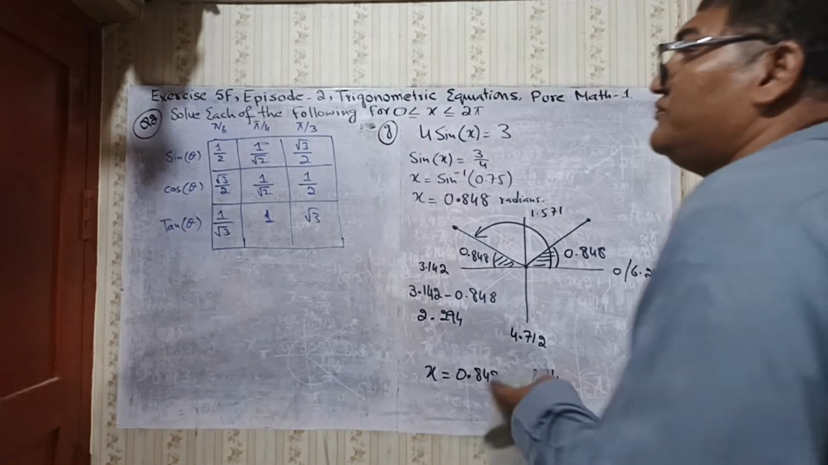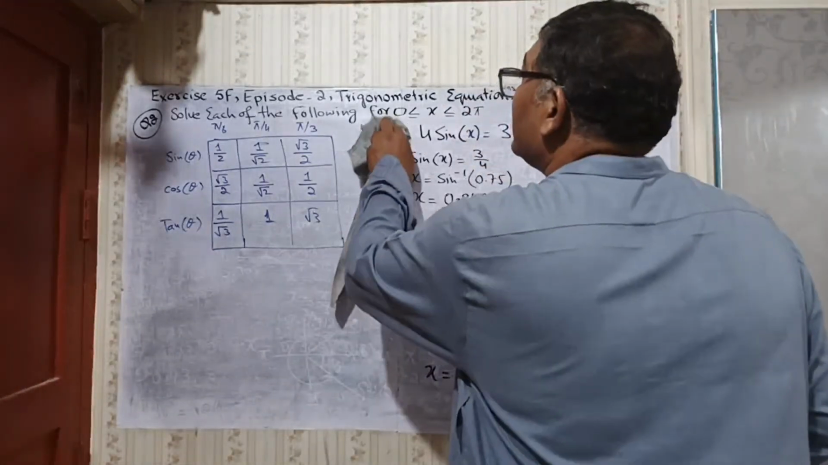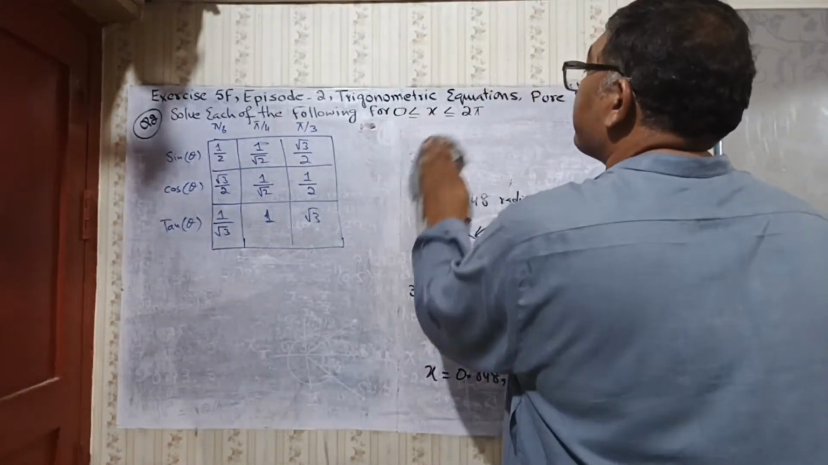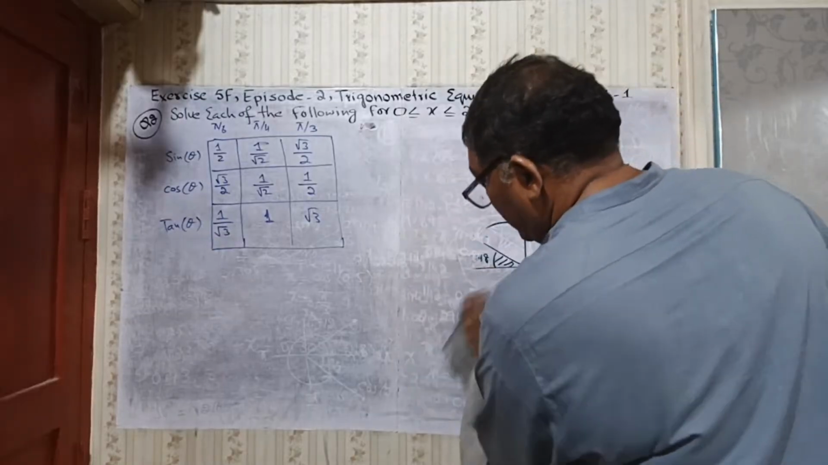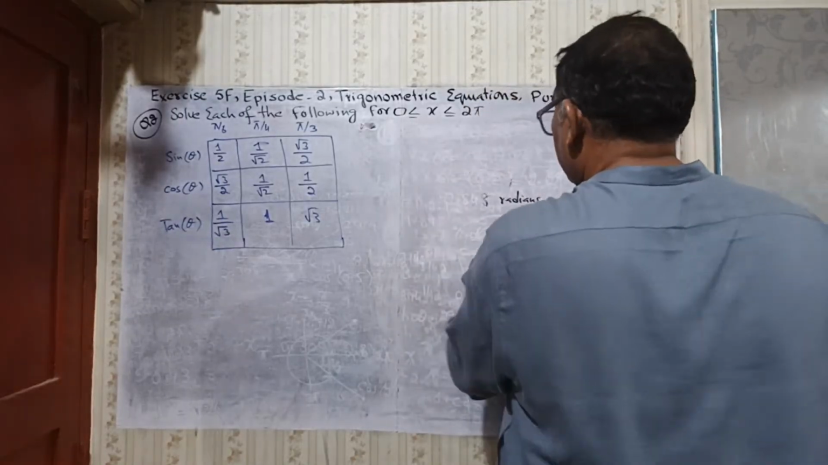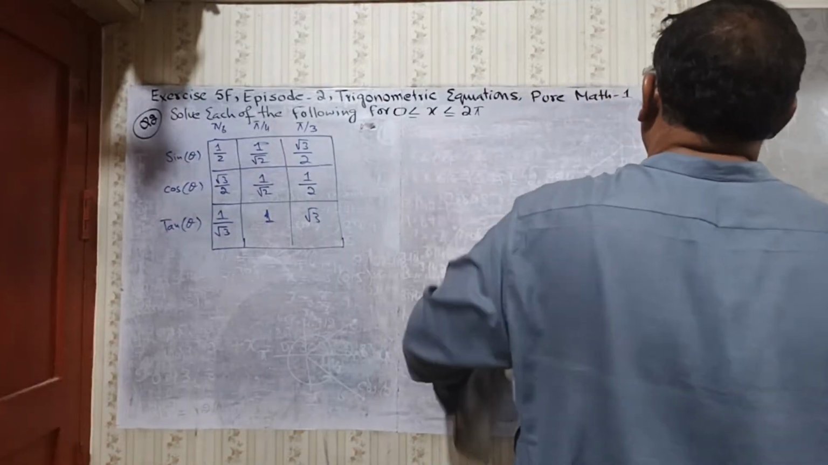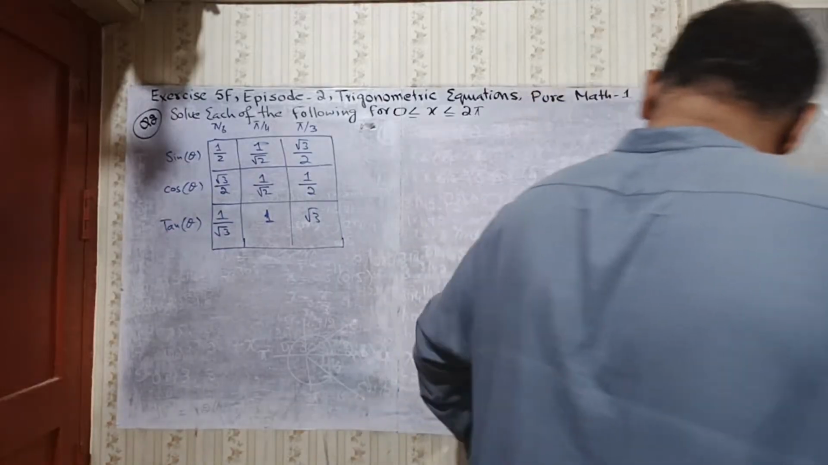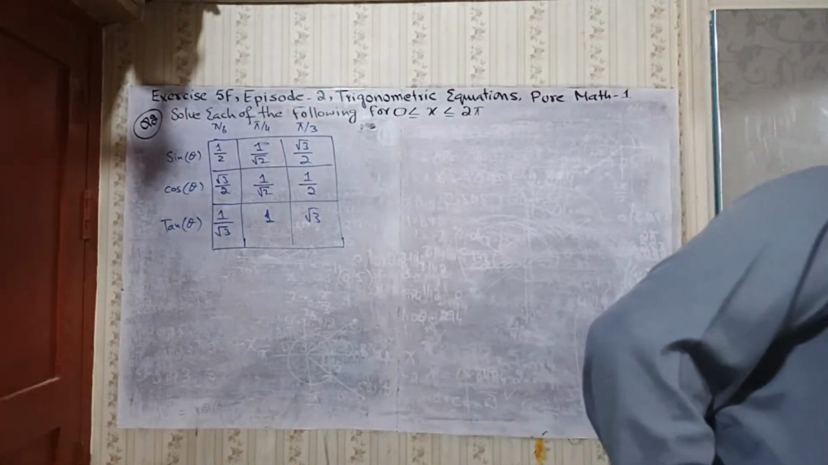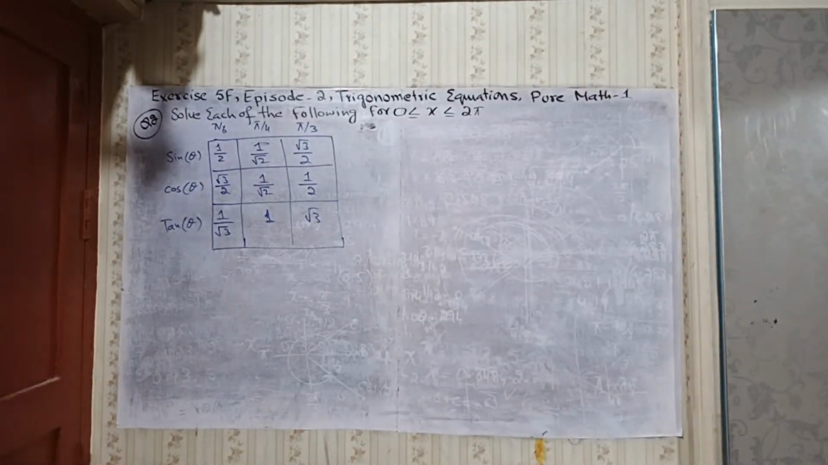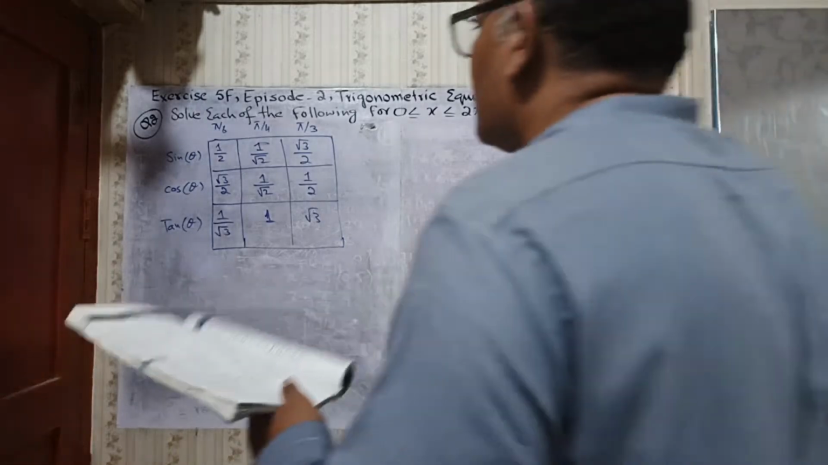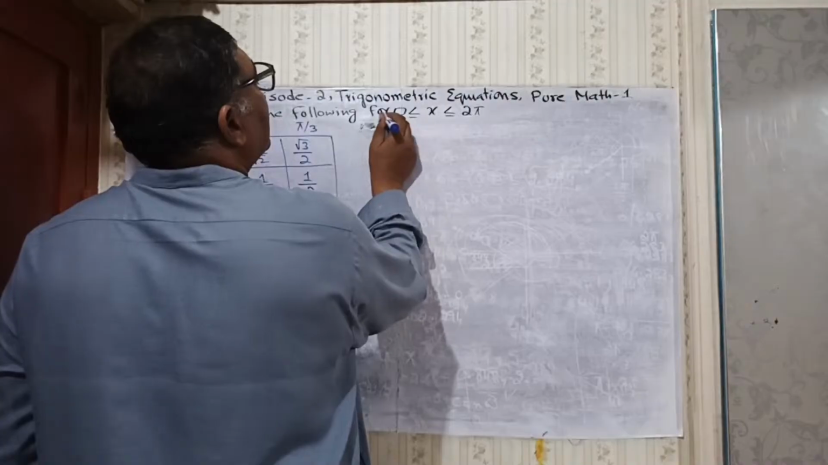Question number 2, and now we are going to attempt its H part. We will be working on question number 2 and its H part. It says that 5 tan x plus 7 is equal to 0.